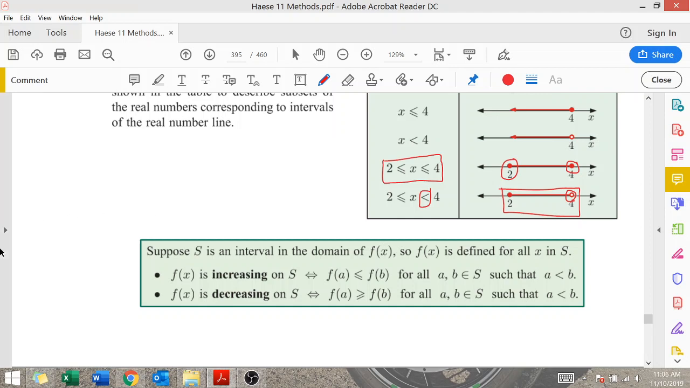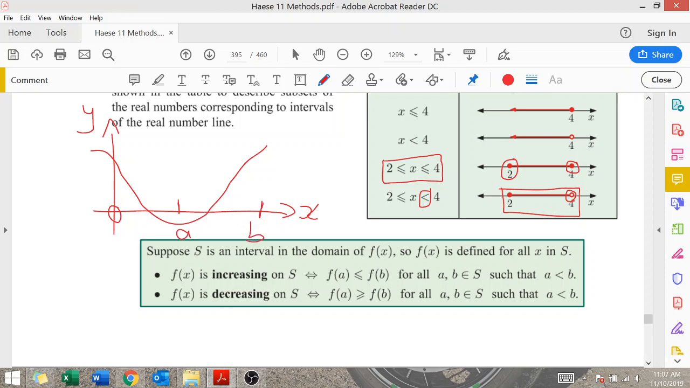So S will be all the f of x values, as in the y values, that satisfy the domain. For example, if that was our graph there, and let's say we're talking about all the values of x from A all the way up to B, well then the domain is the interval, so the domain is everything between A and B. Remember, domain is on your x-axis.